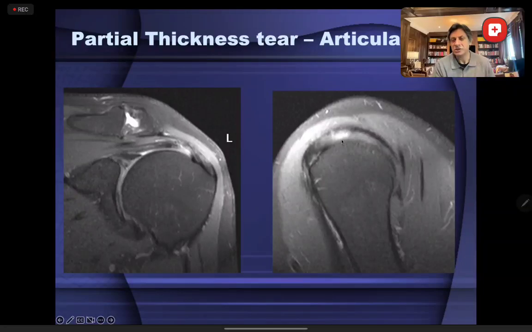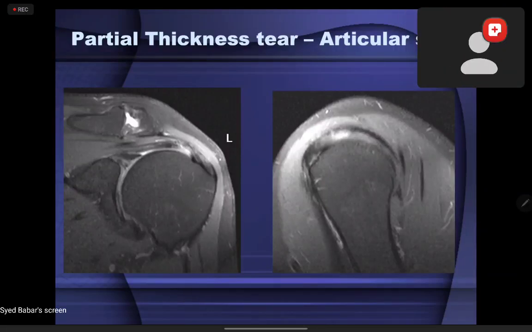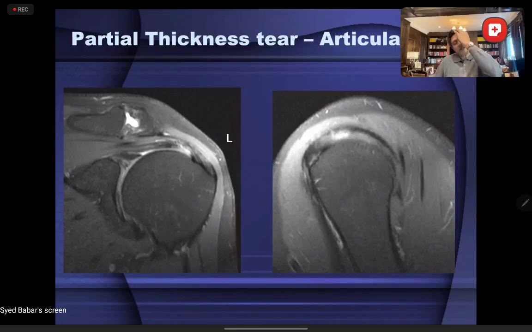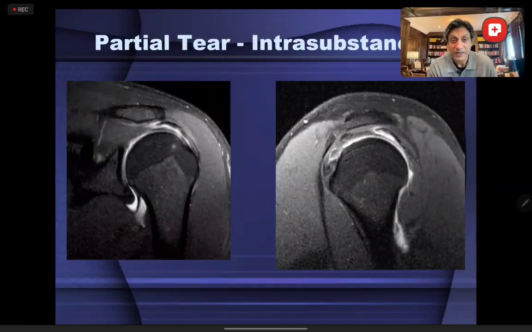Now, if I was to ask you, how much do you think the thickness of the tendon is involved, what would you say? I think it's more than 50% of the tendon thickness. Correct. So it's more than 50%. In other words, it's quite significant, although it's a small tear, it's quite a significant tear. So it's more than 50% of the thickness of the tendon which is involved here. So this is important because the surgeons may want to repair, especially if it's a young person.